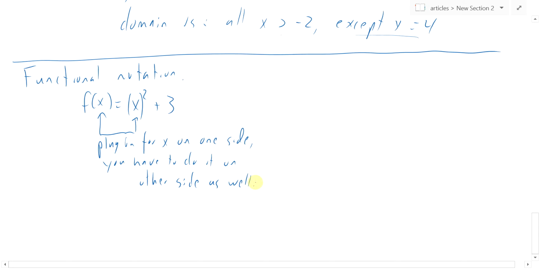So f of x equals x squared plus 3. What's f of 2? Well, that means I took this function, this left side of my equation, and I replaced the x by a 2. Well, if I did that on one side, I have to do it on the other side: 2 squared plus 3. Right? So if I replace this x by 2, I have to replace that x squared by 2 squared, and that gives me 7.